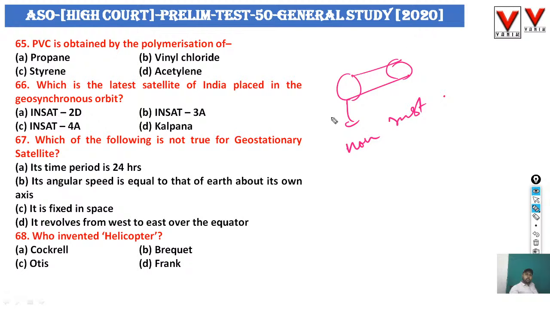So PVC is obtained by the polymerization of vinyl chloride, as the name suggests. Since it is a vinyl chloride chain, we said it's polyvinyl chloride or PVC pipes. Propane and styrene. Styrene is obtained from rubber. So these two options, A and D, do not have any relevance in this, so we can rule them out.